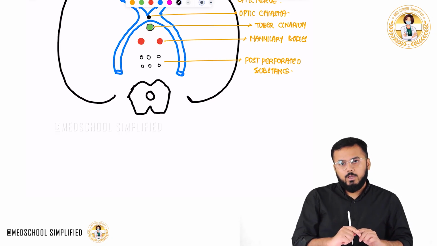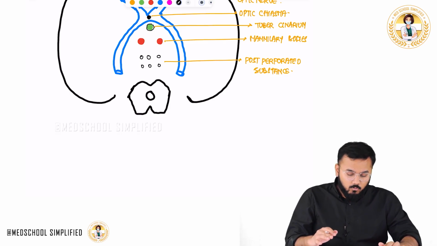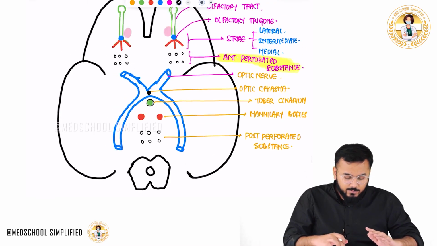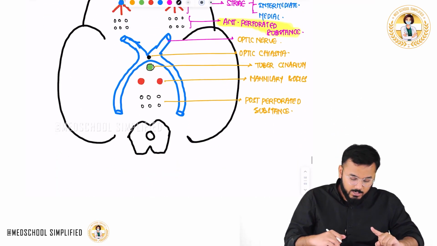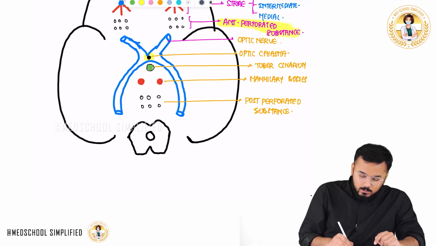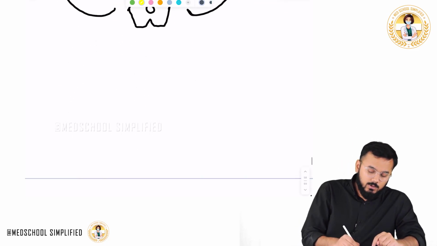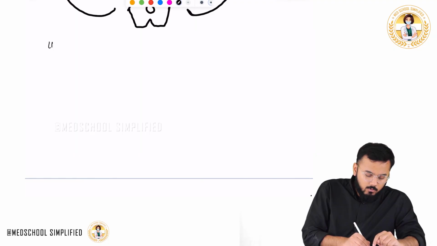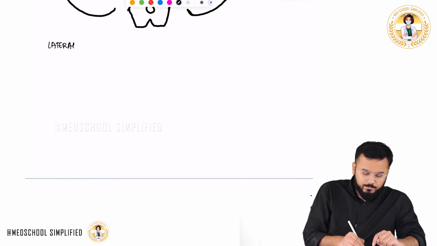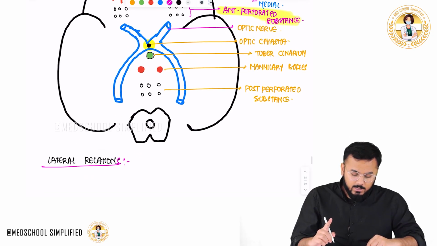Okay, so this particular part which you can see over here behind the posterior perforated substance is your midbrain. Now if you specifically see what are the structures that are in relation with the optic chiasm, what are the relations of optic chiasm? So first of all, let us highlight where is optic chiasm. You see this yellow color dot which I'm putting in the center here, right? So this yellow color dot will represent your optic chiasm. The first relation we shall discuss is the lateral relations. There is only one lateral relation.